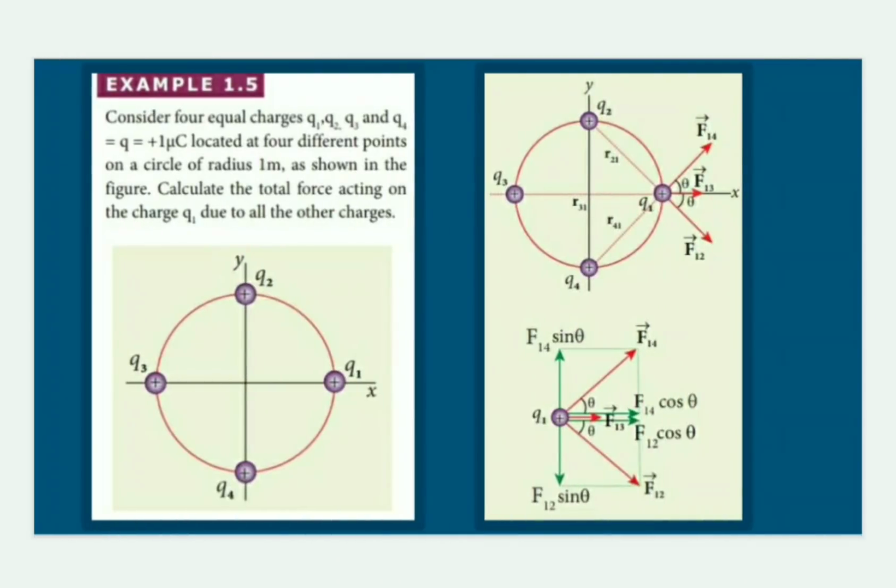So we are going to discuss a problem here that is going to be the last part of this session. Consider 4 charges Q1, Q2, Q3, Q4 equal to Q, that is 1 microcoulomb, located at 4 different points on a circle of radius 1 meter as shown in the figure. So we are placing 4 charges on the 4 corners of the circle, and we are going to find out the total force acting on the charge Q1, which is placed on the right side.